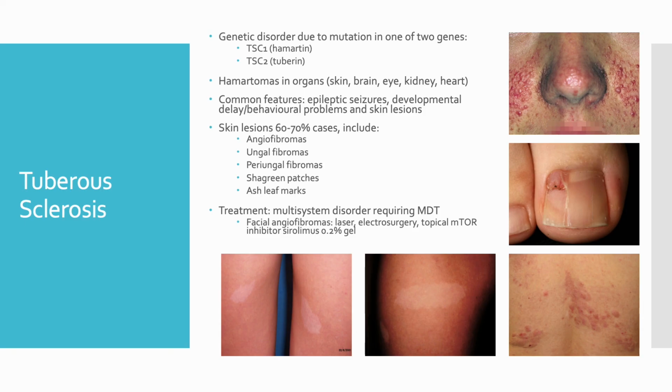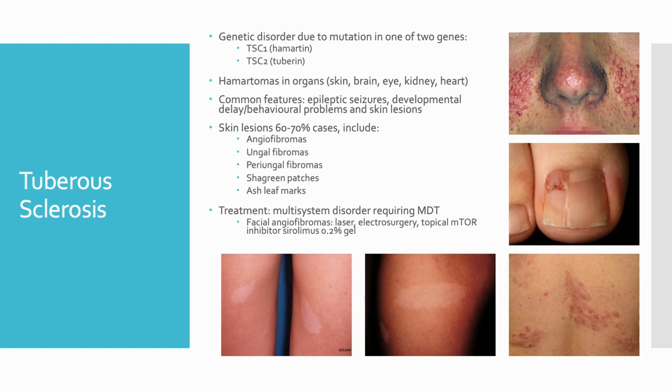Tuberous sclerosis is also a relatively common genetic condition. There are two different genes that have been identified as mutated, causing this problem. It presents with numerous hamartomas in the skin, brain, eye, kidney and heart. Individuals commonly present with epilepsy, developmental and behavioural problems and skin lesions.